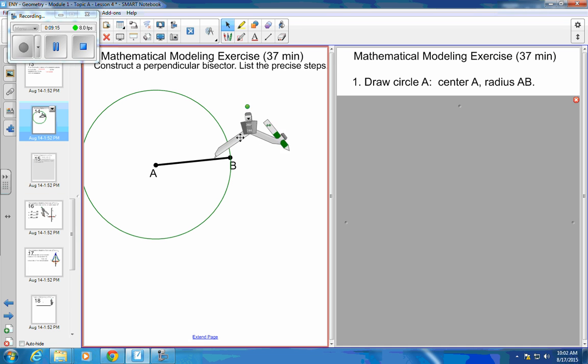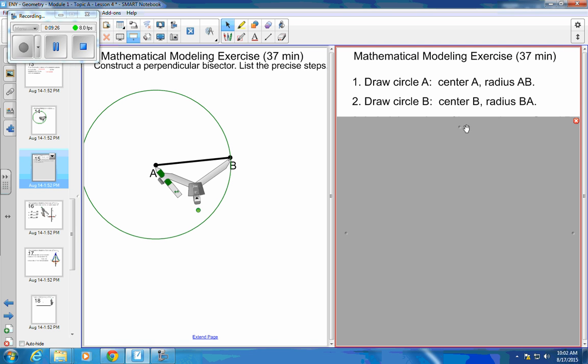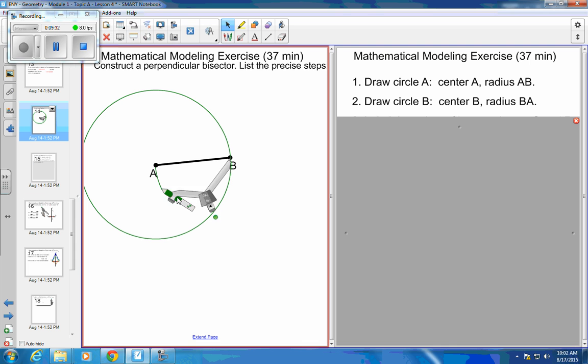Then I'm going to do the same thing from B. I'm going to draw circle B, and circle B is going to have radius BA, so I didn't adjust the width of my compass at all. So draw circle B centered at B with radius BA, and BA and AB are the same thing. So let me draw that circle.